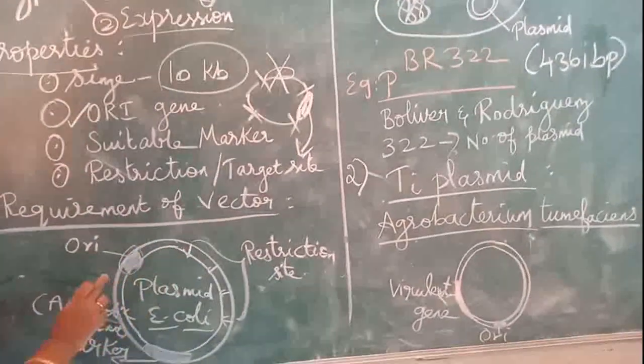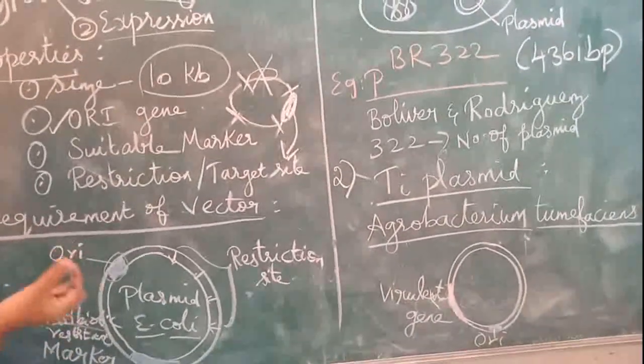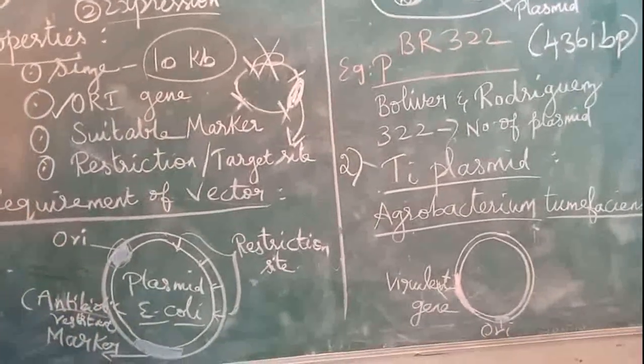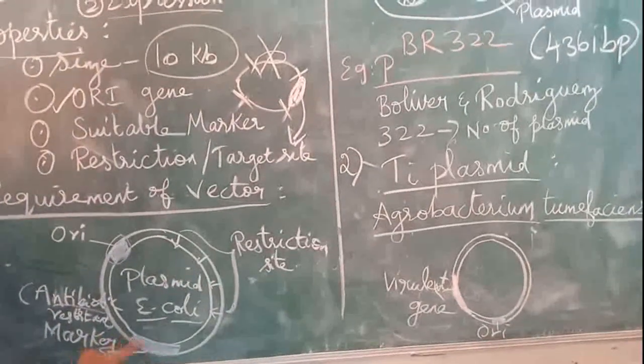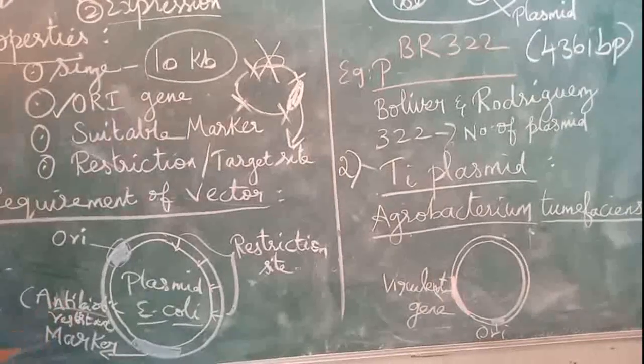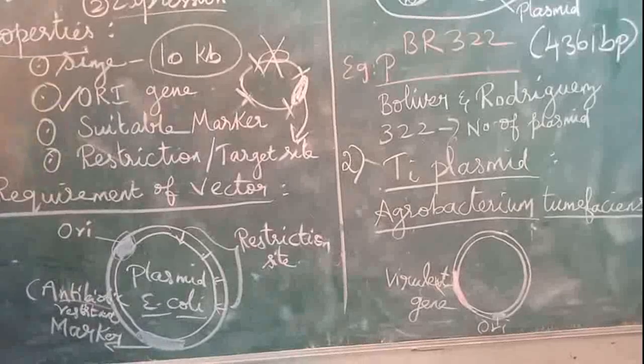So this is the requirement of the vector. Each vector has an origin of replication, which is nothing but a small piece of DNA responsible for replication. Whether our gene is inserted or not, we choose with the help of the marker. And last, the recognition site, where our gene of interest is going to be inserted. Next we are going to see the types of vector.